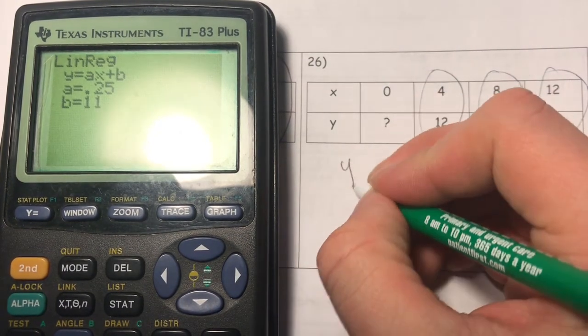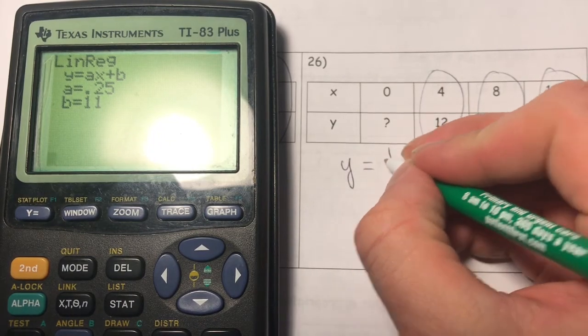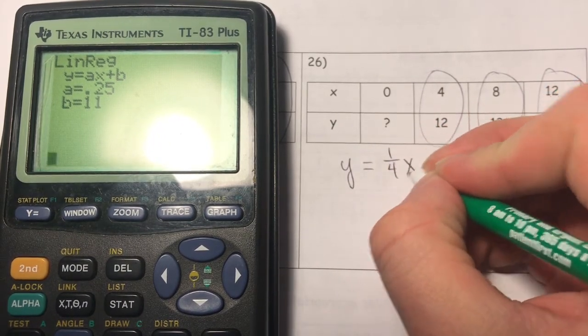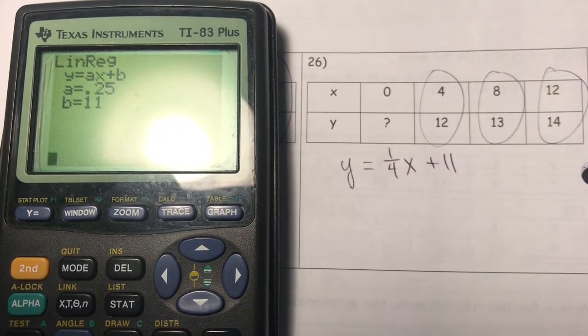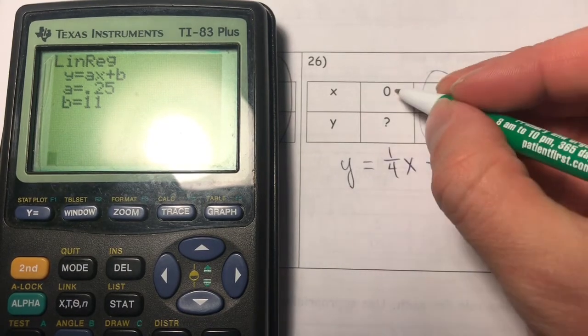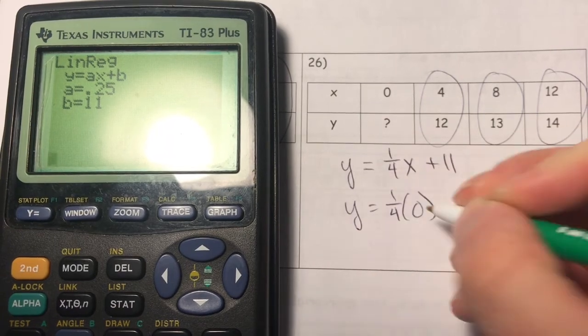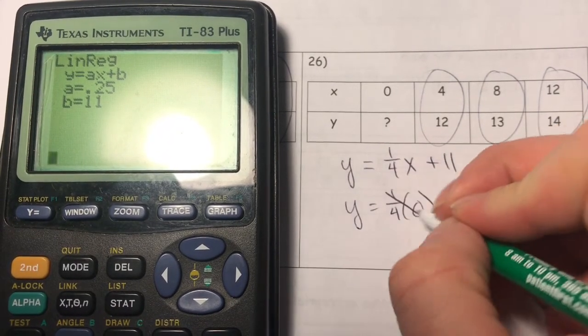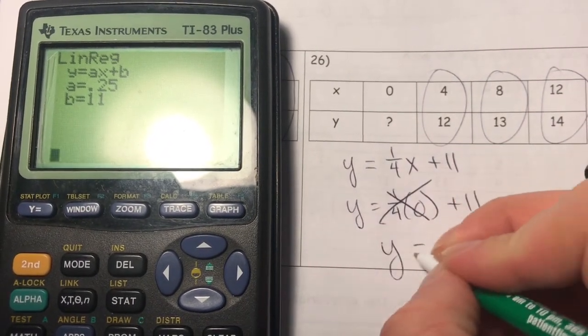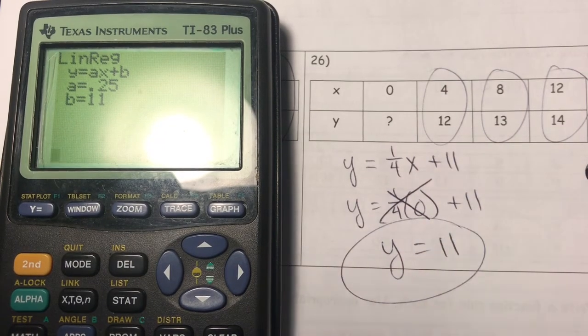The equation I get is y equals 1/4 x plus 11, 0.25x. I want to plug in 0, which makes life a whole lot easier, because if I take 1/4 of 0, I get a whole lot of nothing. And if I add 11, I get 11. Cool.